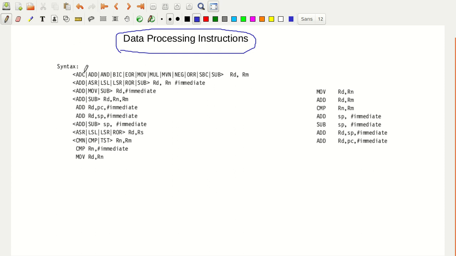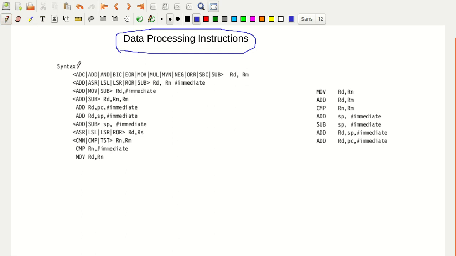As we can see here, it is more or less similar to what we had in the ARM instruction set. There also we had ADC, the add, then the AND operations, the exclusive OR operations, move operations, multiplication operation, move negation. So we have different kinds of instructions. So what is the difference? Let me point it out here.